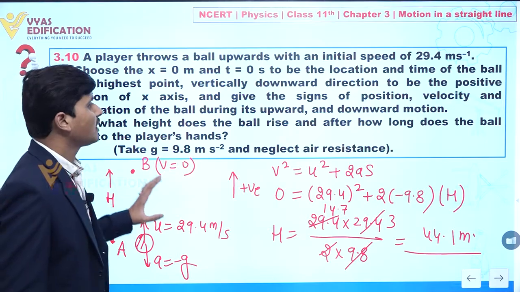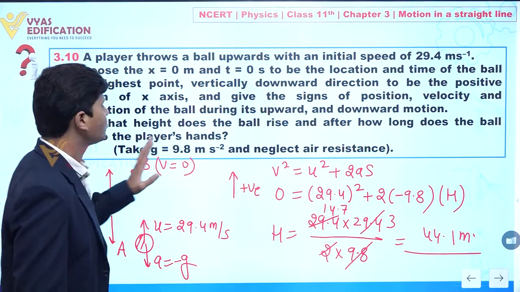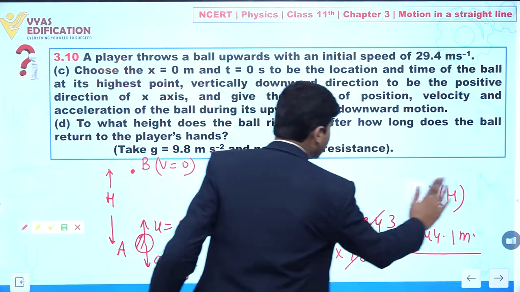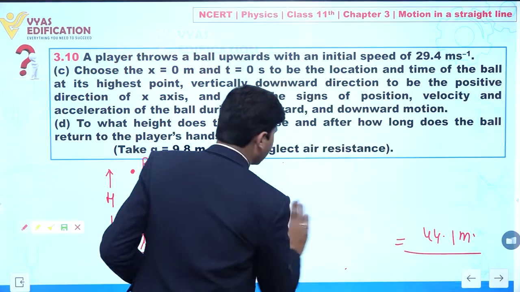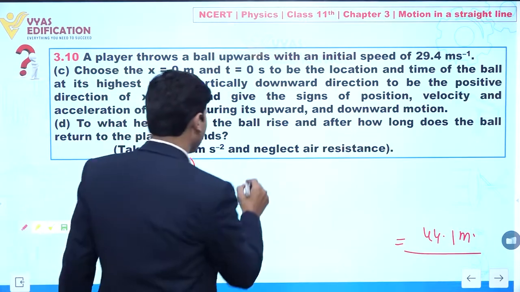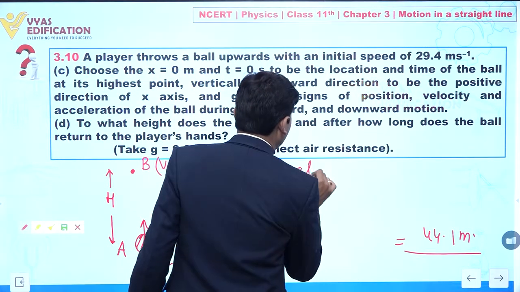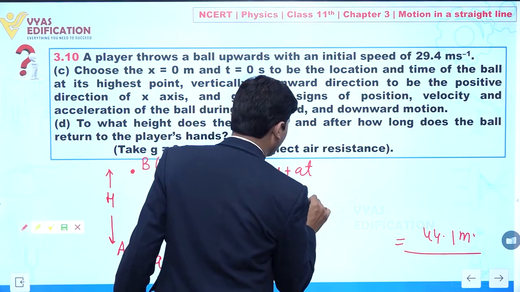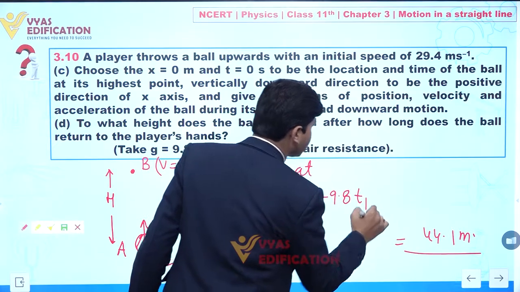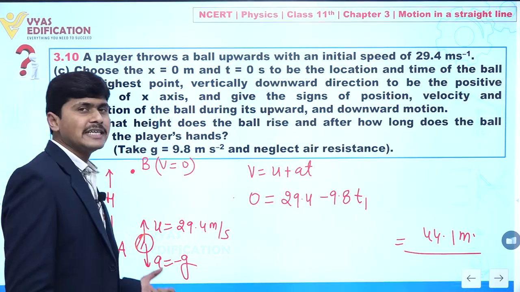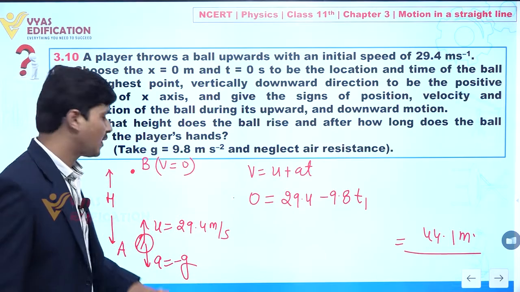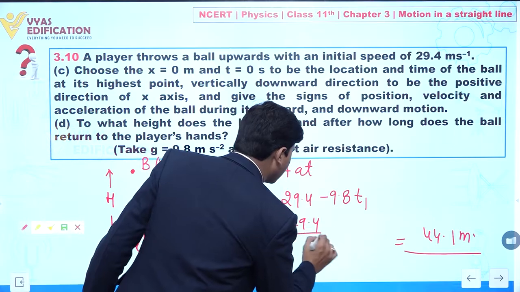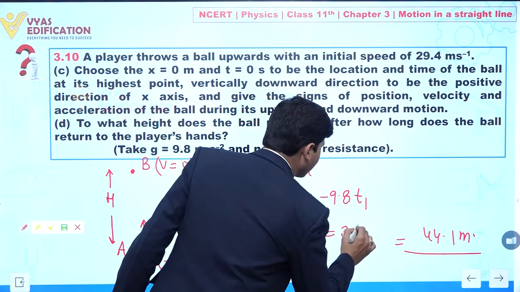Next objective here: after how long does the ball return to the player's hand? Clear? So first we calculate by using equation number 1, V equal to U plus AT. At maximum height, the final velocity is 0, the initial velocity is 29.4, minus 9.8, and this is T1. T1 is the time of ascent, meaning the total time taken by the body to move from A to B. So time of ascent is given by 29.4 divided by 9.8, and this is equal to 3 seconds.